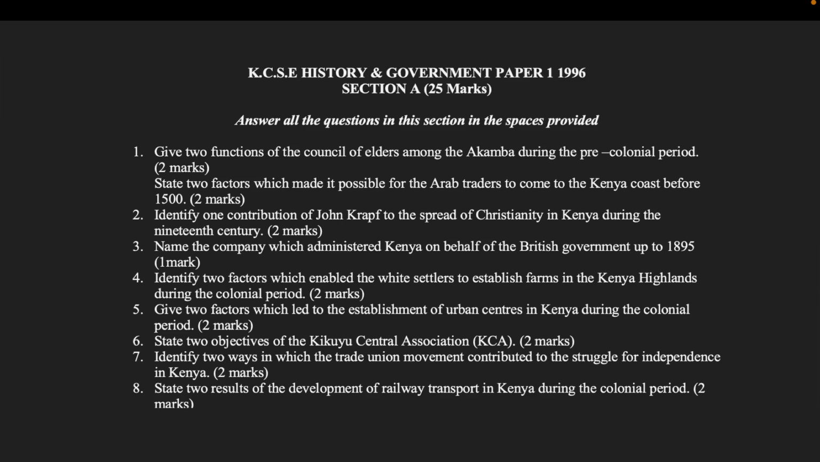Development of transport network, the construction of the Uganda Railway. Development of mining activities, development of industries. Development of trade. Development of agriculture. Establishment of administrative centers. 7. State two objectives of the Kikuyu Central Association, KCA.